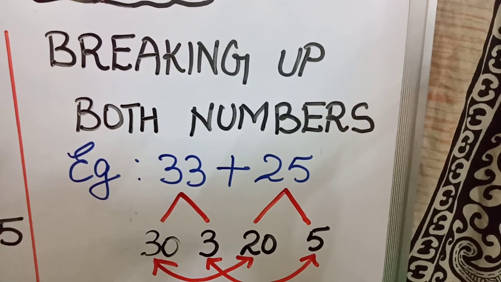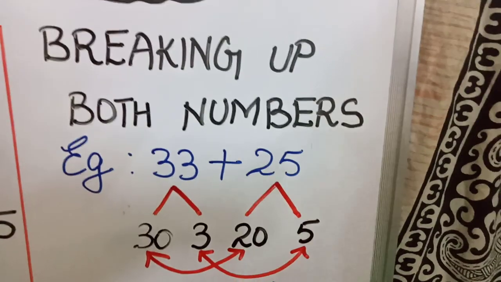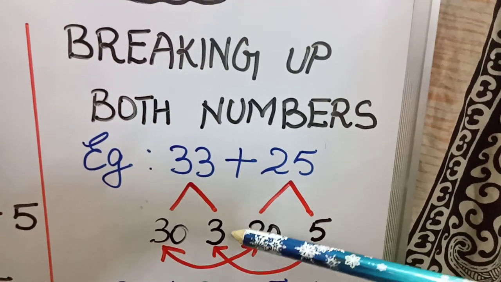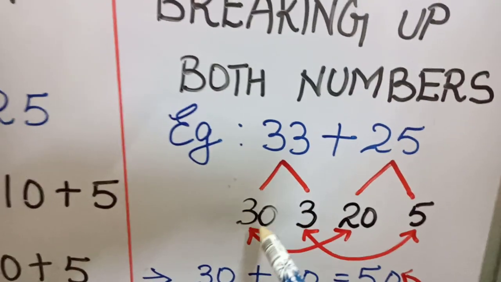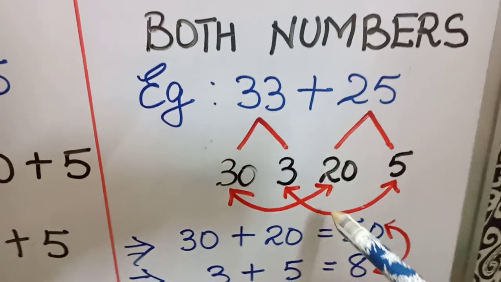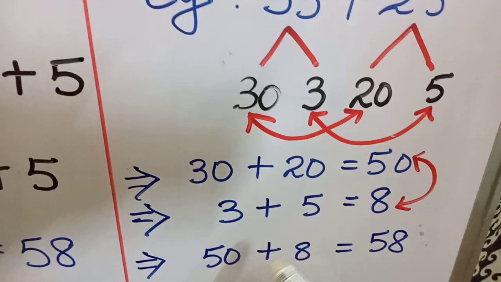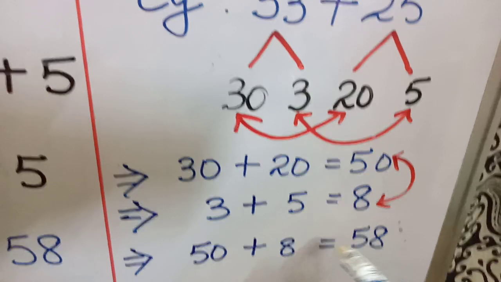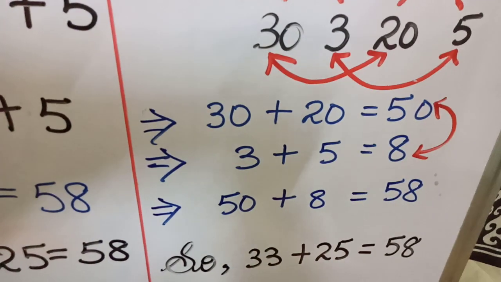Strategy 3. Breaking up both the numbers. With the same example, we are going to break up both the numbers. 33 is split up into 30 and 3, 25 into 20 and 5. Now, by grouping the tens, we have 30 plus 20 gives you 50, and grouping the ones, we have 3 plus 5 gives you 8. Therefore, by adding 50 and 8, we have 58. So, 33 plus 25 gives you 58.